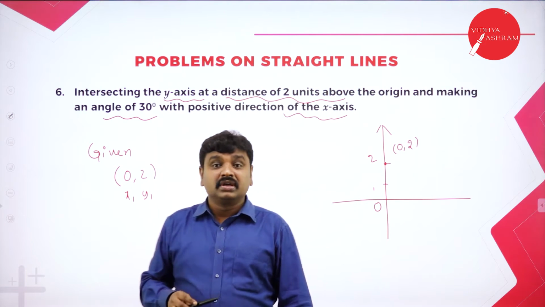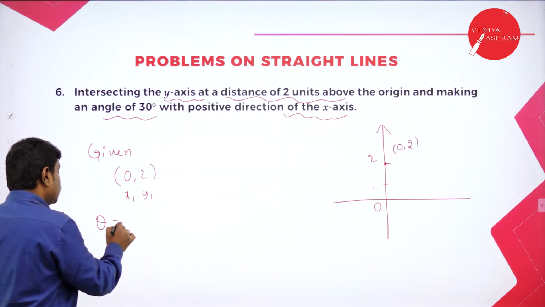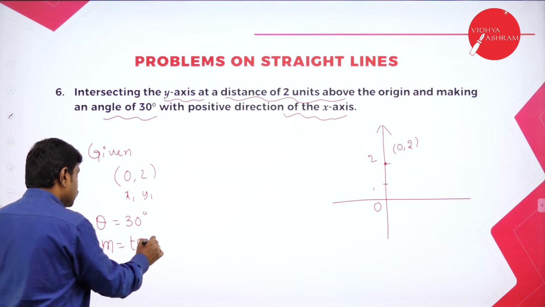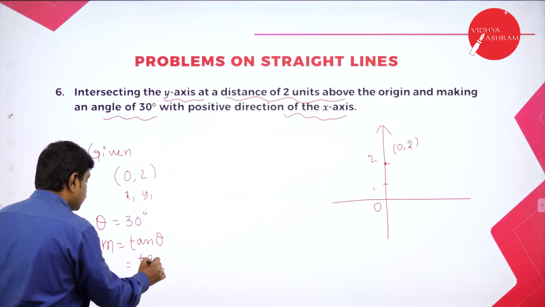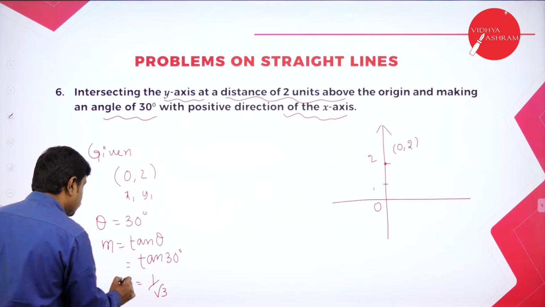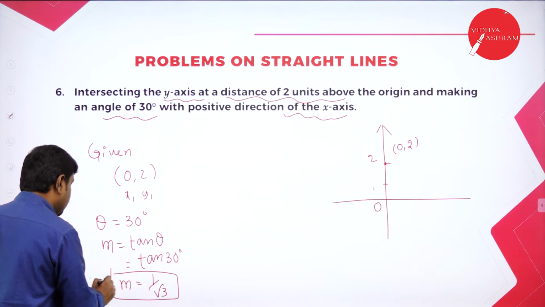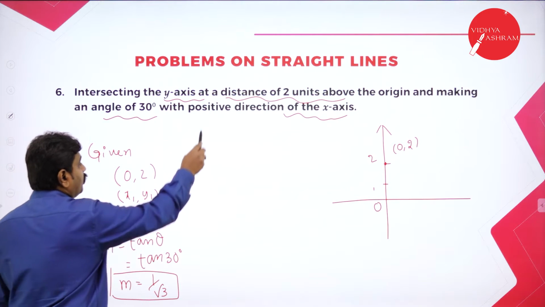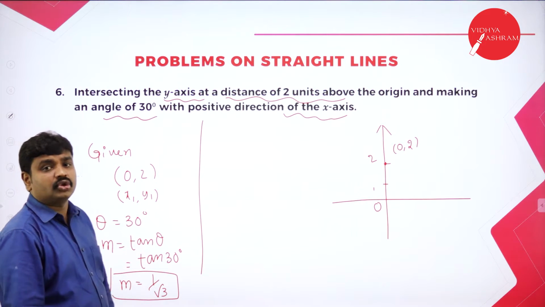The line is making 30 degrees, means theta is given. Theta is 30 degrees. What is M? Tan theta. What is tan 30? 1 by root 3. They gave slope 1 by root 3. So slope is also given indirectly. Point is also given indirectly. So now you know point and slope. What is a suitable form? Use what form?